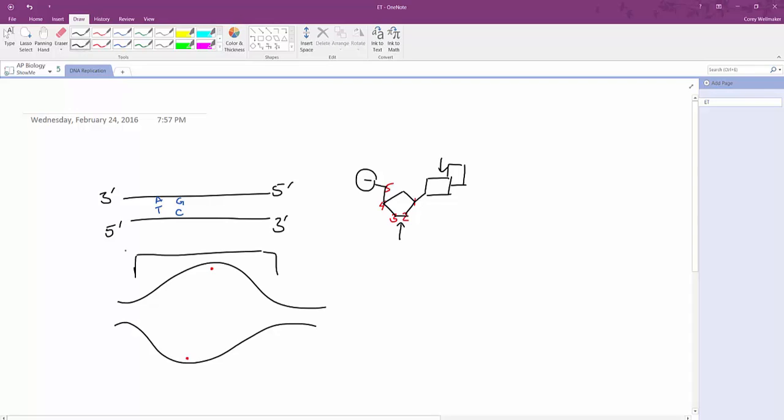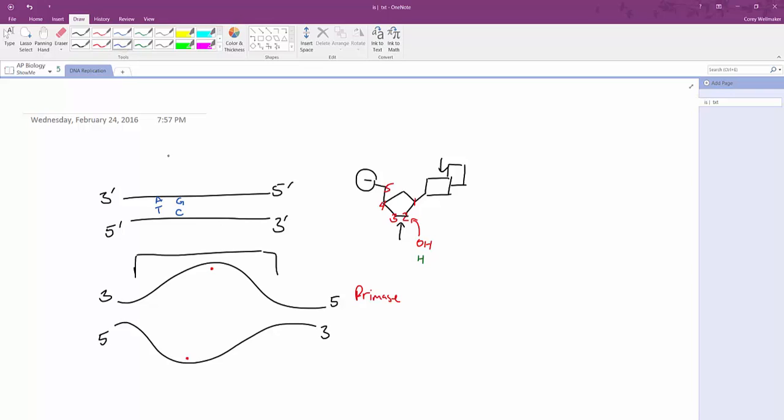So the primers, let me get my directions down. The primers are short segments of RNA nucleotides. Remember, RNA nucleotides at that second carbon have a hydroxyl. If we were talking about DNA, they just have a hydrogen at that second carbon. A primer is laid down by the enzyme primase.